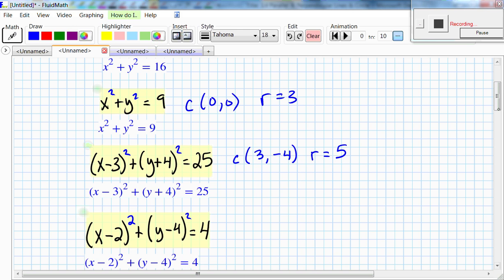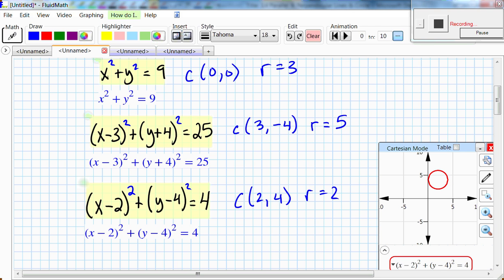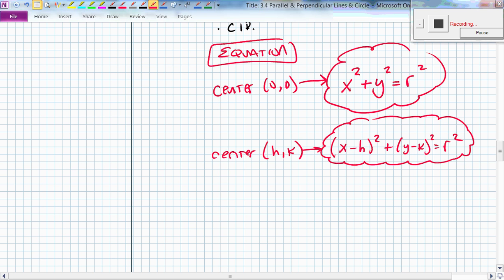Where's the center for this one? The center is at 2, 4. And what's the radius? 2. Very good. You guys with me on this now? So go ahead. We'll draw that. And check it out. The center is at 2, 4. And the radius is 2. Awesome. And then I think I'm good with that. Good. Okay. Let's go back here.